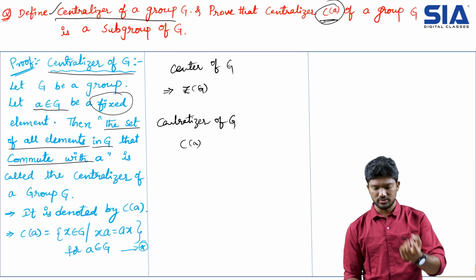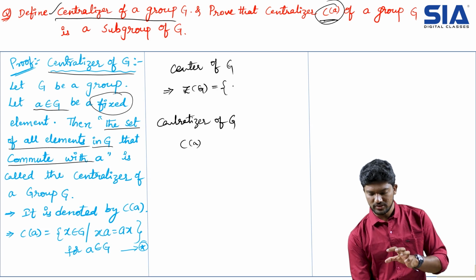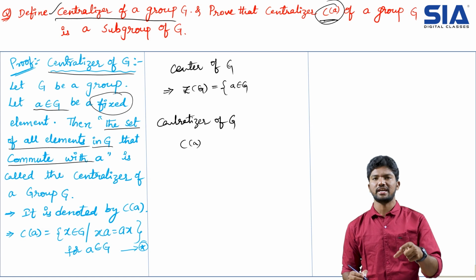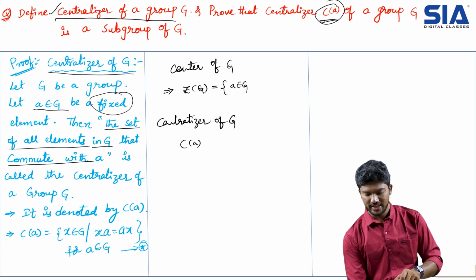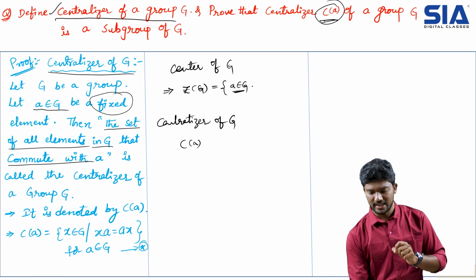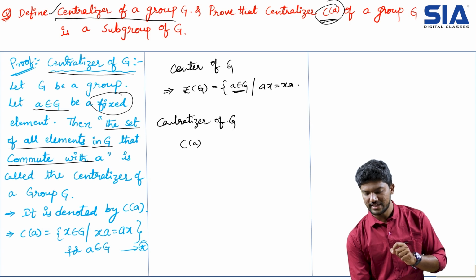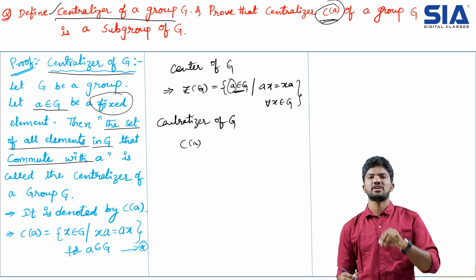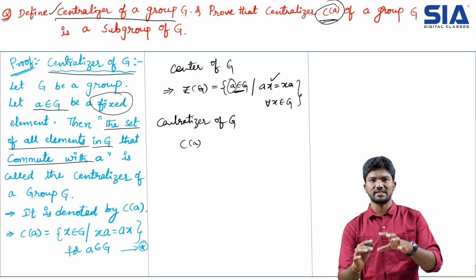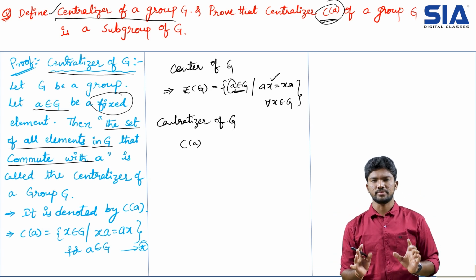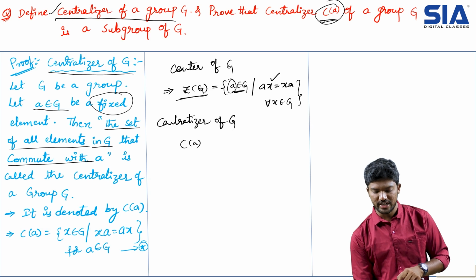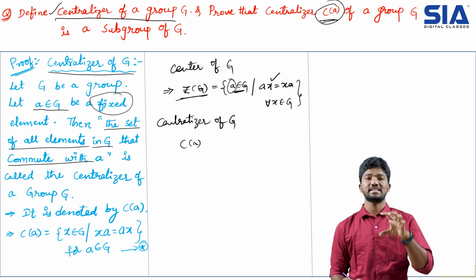The center of the group is nothing but, first we take one element, small a belongs to capital G. Here a is not a fixed element, such that a into x is equal to x into a for all x belongs to capital G. This small x represents the set of remaining elements in capital G. That is the center of a group G. Mathematically we denote it as Z of G because of the German word centrum.